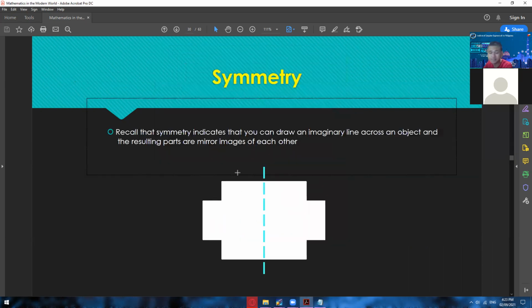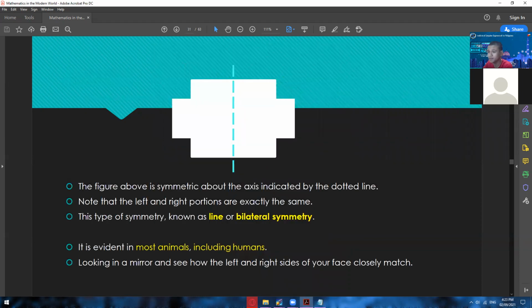So let's now move on to symmetry. So I'm pretty sure that most of you already know what is the meaning of symmetry. So symmetry is, once you divide a thing into two in the middle, you have an equal or a mirror image of the left side and the right side. So it's like saying that the left side is the same as the right side. Okay, so recall that symmetry indicates that you can draw an imaginary line across an object and the resulting parts are mirror images of each other. Okay, so the figure above is symmetric about the axis indicated by the dotted line. Note that the left and right portions are exactly the same.